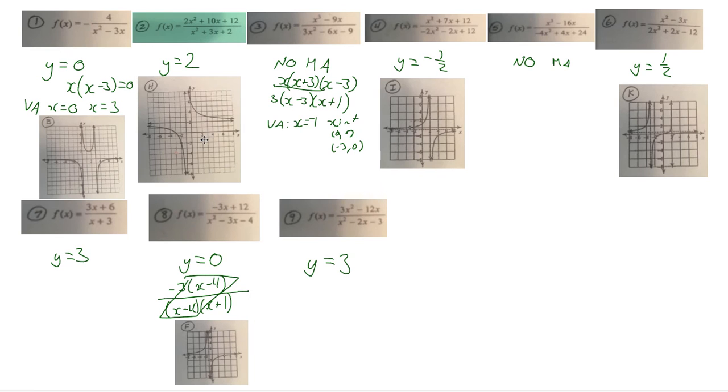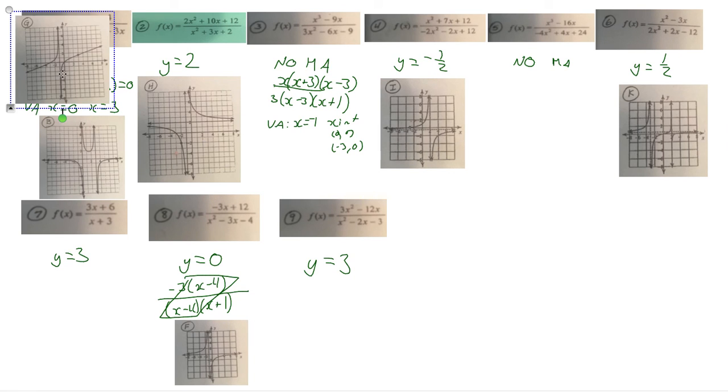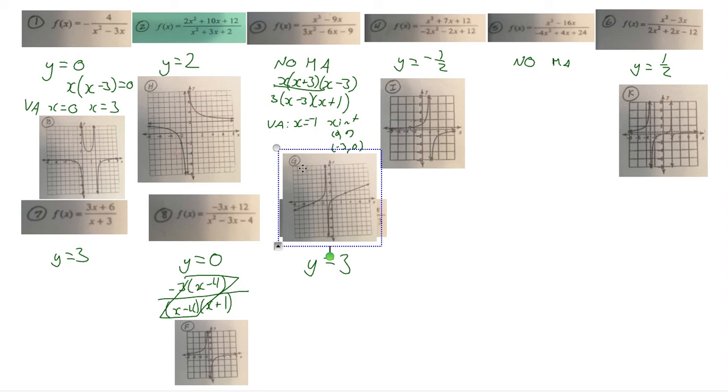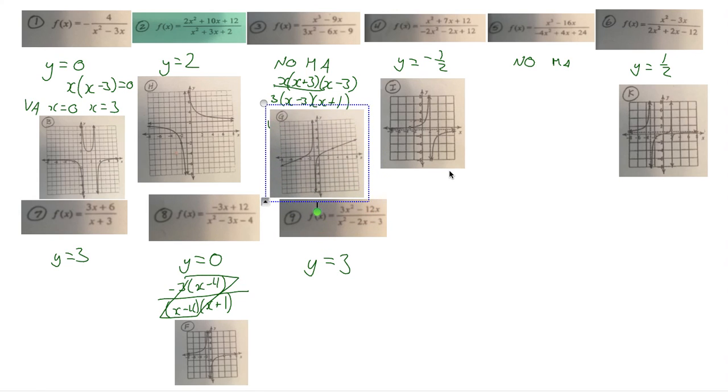Here we go. Vertical asymptote, x equals -1. This is the only graph that has no horizontal asymptote, and the vertical asymptote at x equals -1. So that means that this must be the answer. So I can put that right there.